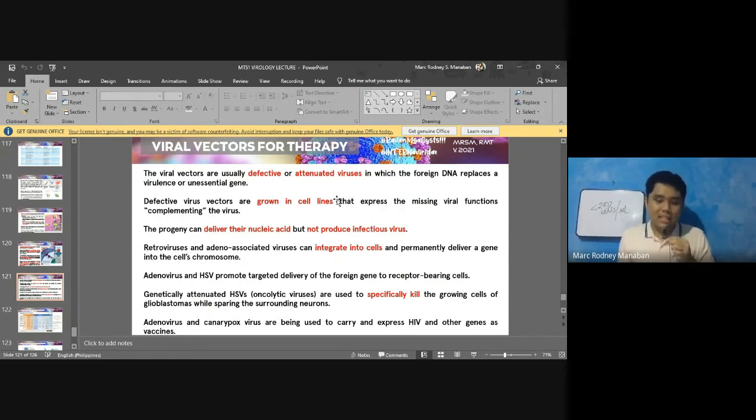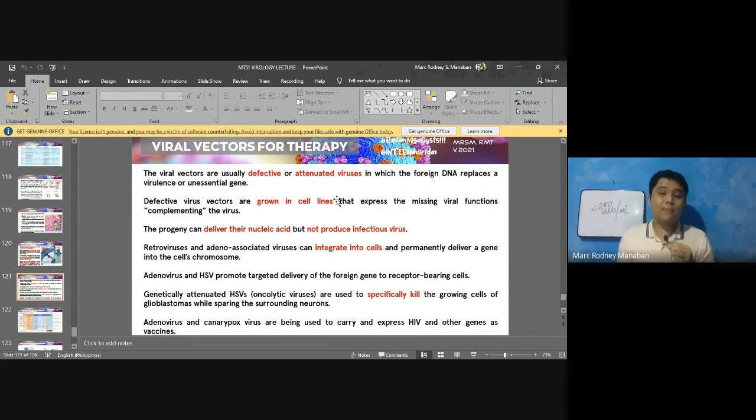So retroviruses and adeno-associated viruses can integrate into cells and permanently deliver a gene into the cell's chromosome because of the reverse transcriptase. Adenovirus and HSV promote targeted delivery of foreign genes to receptor-bearing cells. Genetically attenuated HSVs, oncolytic, are typically used to specifically kill tumors such as glioblastomas, while sparing the surrounding neurons.